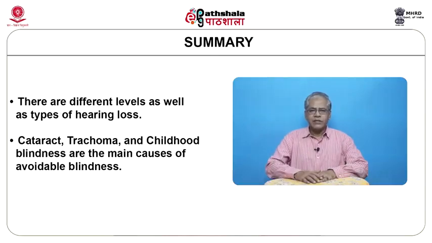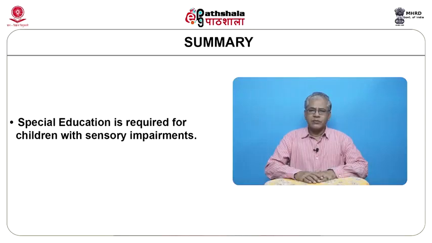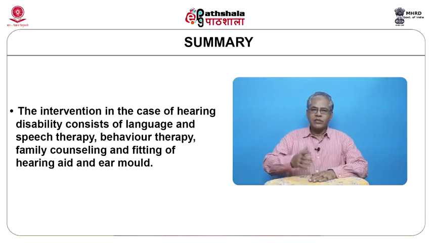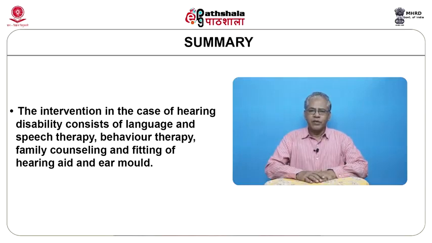There are different levels as well as types of hearing loss. Cataract, trachoma and childhood blindness are the main causes of avoidable blindness. Special education is required for children with sensory impairments. The intervention in the case of hearing disability consists of language and speech therapy, behavior therapy, family counseling, and fitting of hearing aid and ear mold.